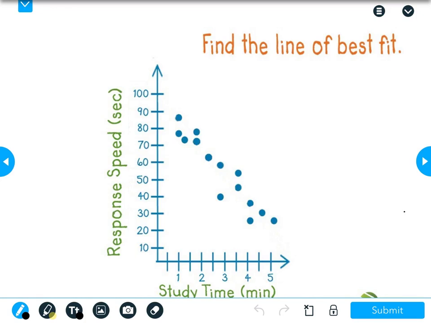A line of best fit best includes the data. You want to have an equal number of points above and below the line. So somewhere in there is where you would draw your line of best fit.